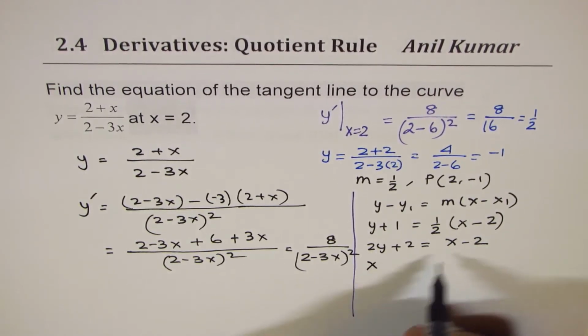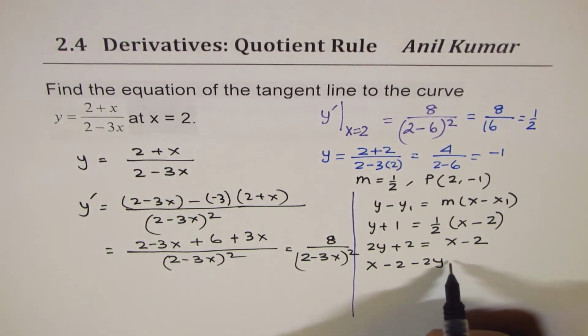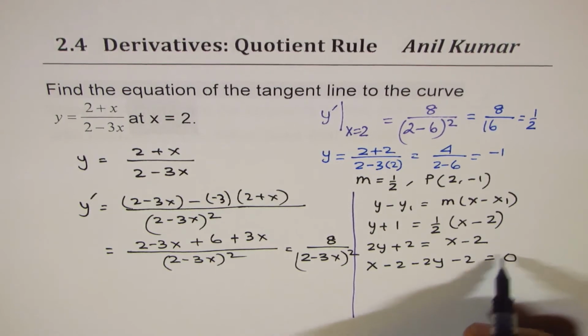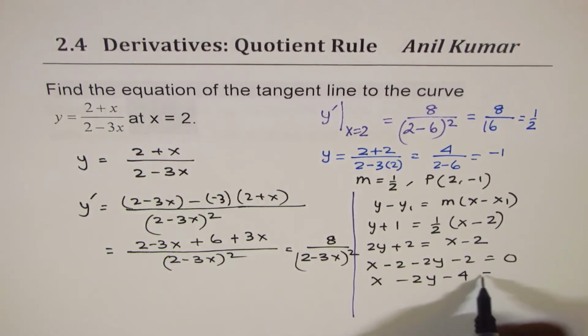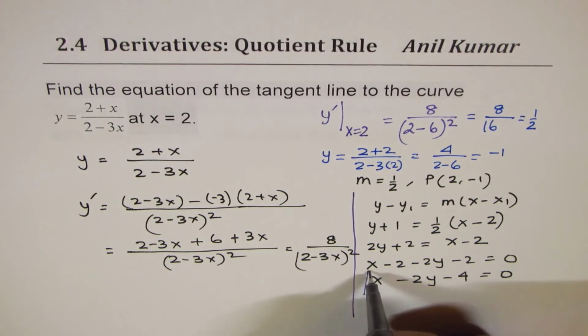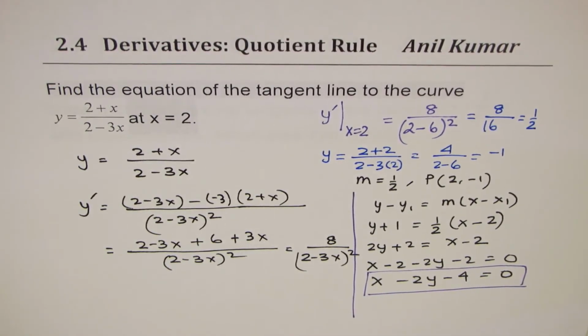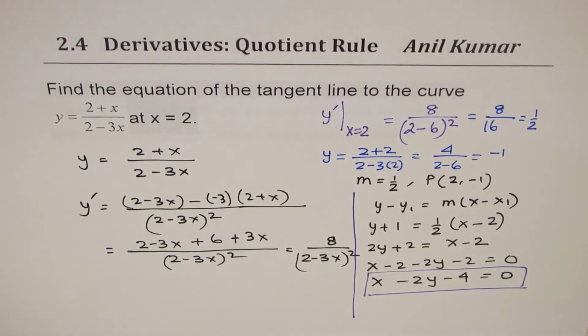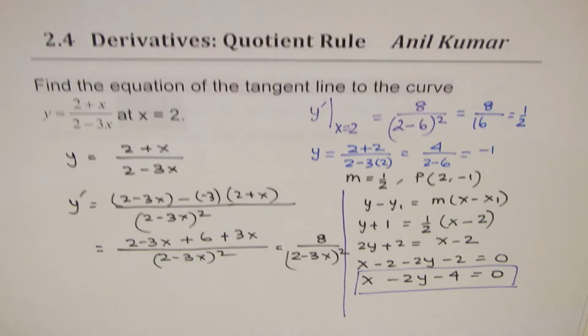So we can write x minus 2 minus 2y minus 2 equals to 0, or x minus 2y minus 4 equals to 0. So that becomes the equation of the line. Correct? So that is the solution in standard form. So I hope the steps are absolutely clear. You have to find the coordinates of the point to find the equation of line.